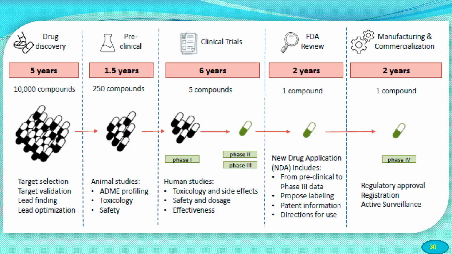Then the drug enters a large number of the population, especially in case of phase 3. After this, it takes about 2 years, especially the FDA approval, and they will apply for the new drug application. Then all the data from the preclinical to phase 3 is required, then to propose labeling of the drug and the patenting process, especially patent information and directions for use. All these are developed and it takes about 2 years.